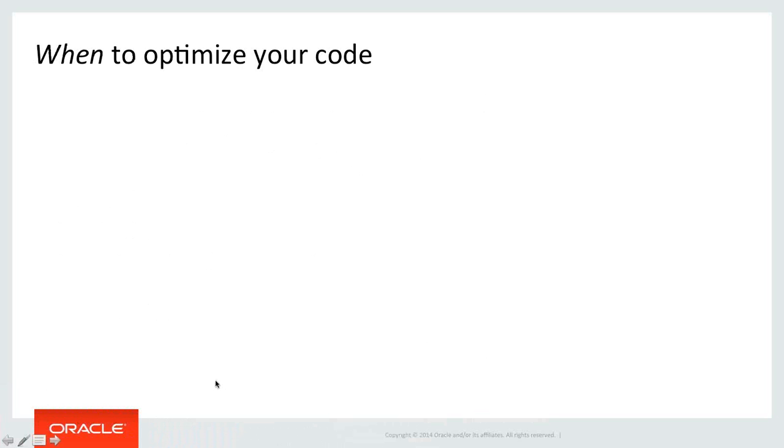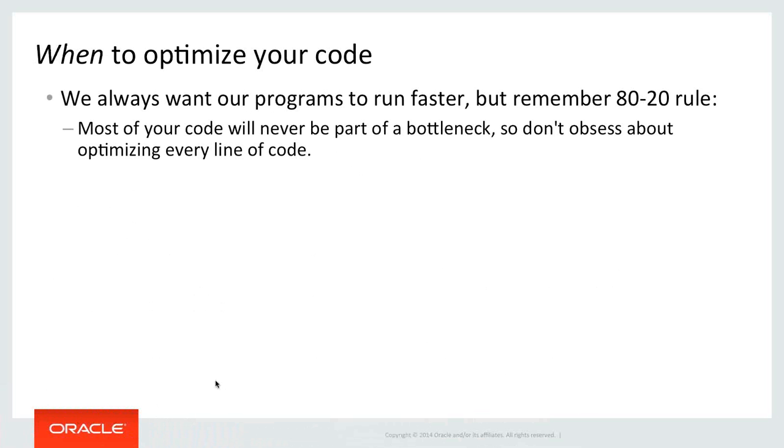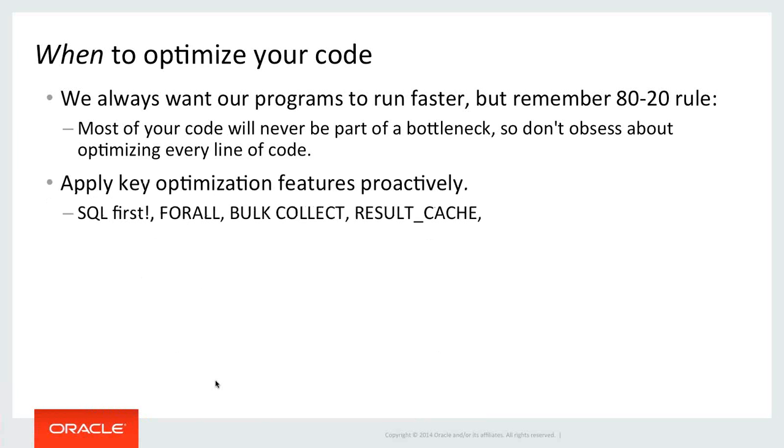Okay. So let's talk about when to optimize your code. We always want our programs to run faster, but remember the 80-20 rule. Most of your code's never going to be part of a bottleneck, so don't obsess about optimizing every single line of code. In other words, you could pick up the user's guide, you could pick up my Oracle PL SQL programming book, read the section on optimization, and memorize every single little item. And then every time you write a program, apply every single potential optimization rule. But that's a waste of time. You'll optimize code that no one will ever notice the optimization results of.